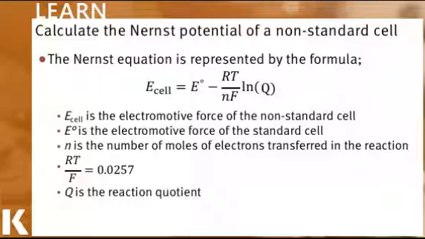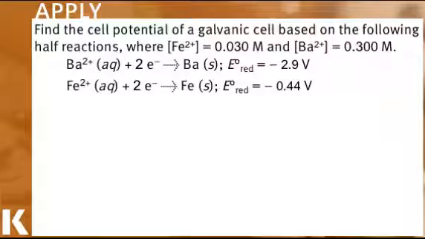While this equation may seem complicated, it's basically just telling you that non-standard conditions can either increase or decrease the amount of energy the cell can produce, and allowing you to calculate what that new cell potential is. Let's try applying this formula to a question.